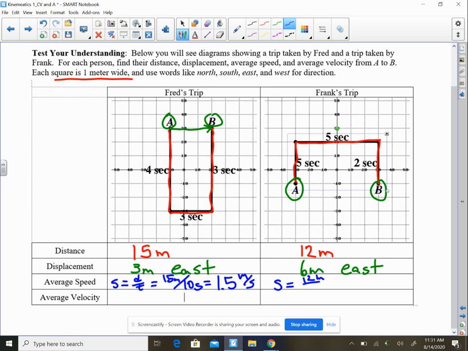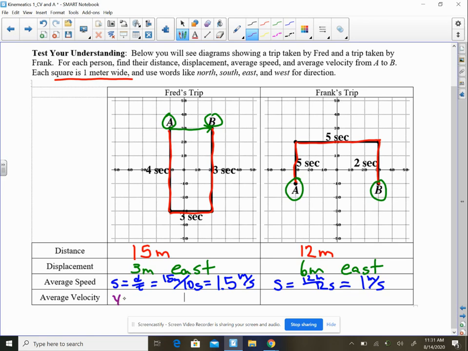Frank's time was 5 seconds plus 5 seconds plus 2 seconds, or a total of 12 seconds, which gives us 1 meter per second for Frank's average speed. So Fred definitely went faster than Frank if you talk about speed. So let's talk about velocity.